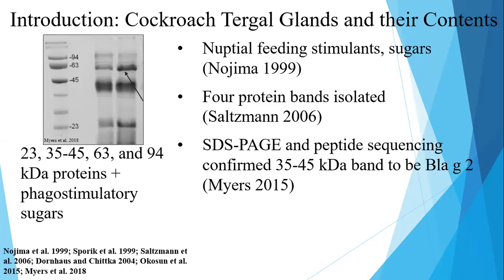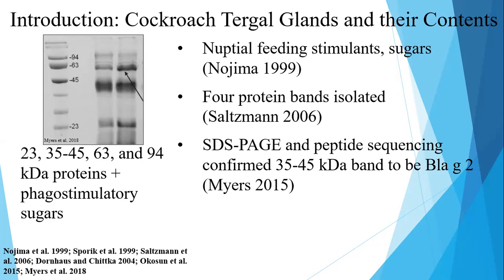Early research on the tergal glands has shown that they contain sugars and nuptial feeding stimulants. That was found by Nojima et al. in 1999. In 2006, Salzman et al. isolated 4 protein bands. And in 2015, Myers et al. looked at those bands and did peptide sequencing. One of the bands was identified as alpha amylase, which is an enzyme used to digest starches and sugars. And another one was known as BLAGI2, which is the focus of my dissertation.